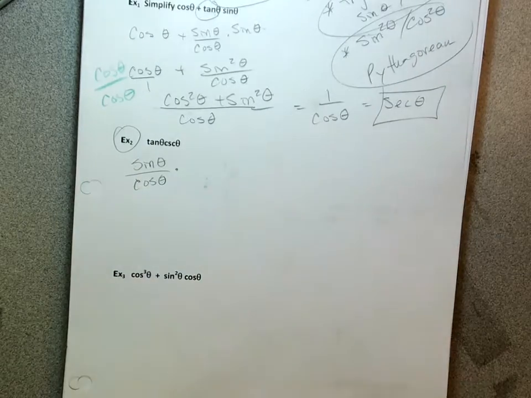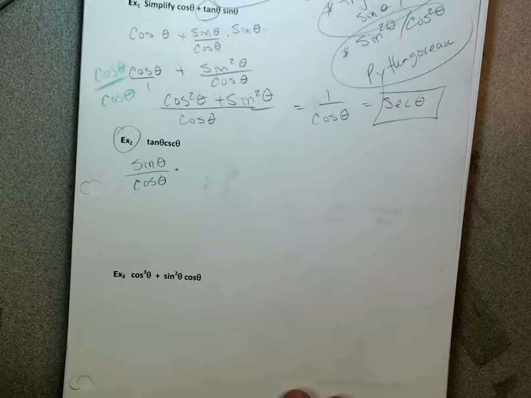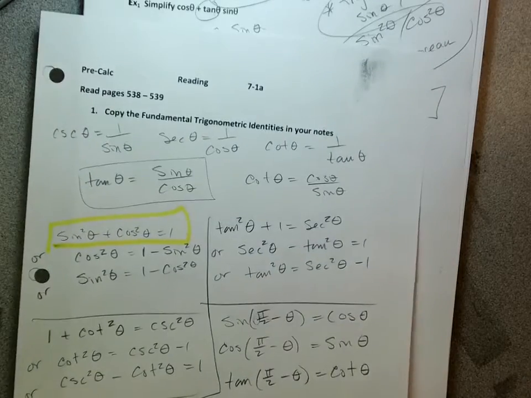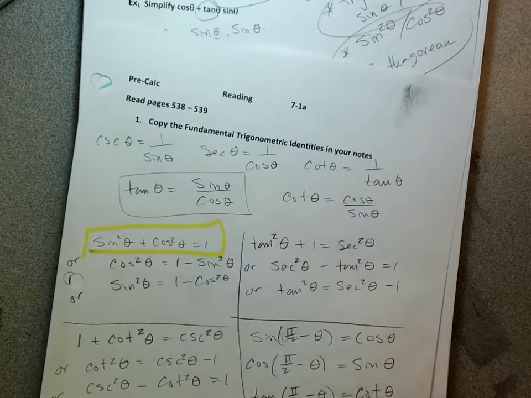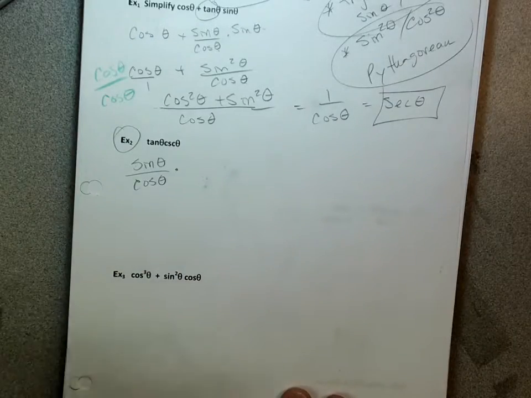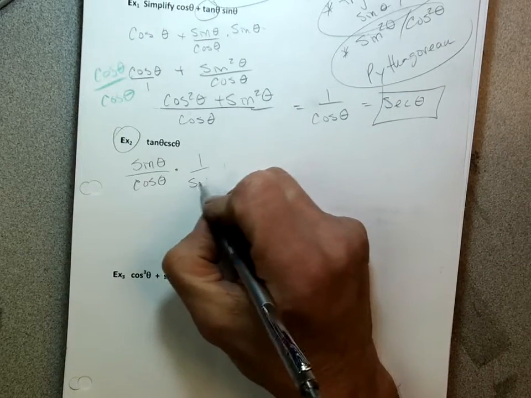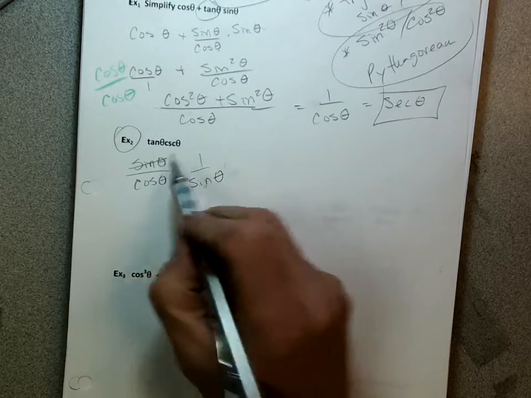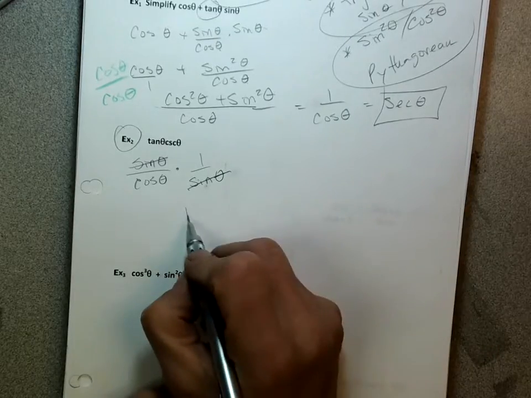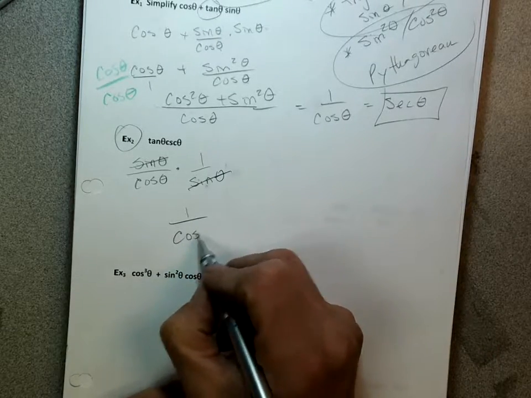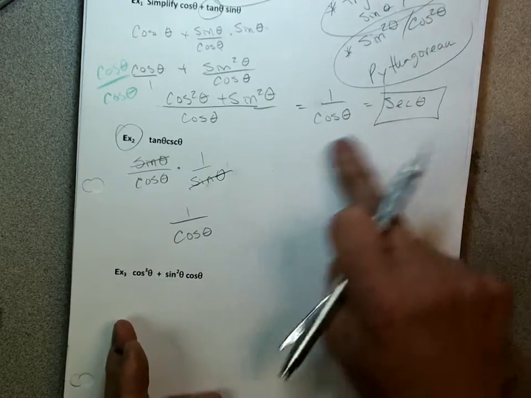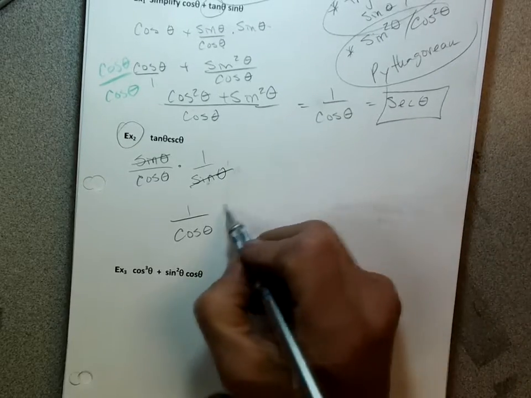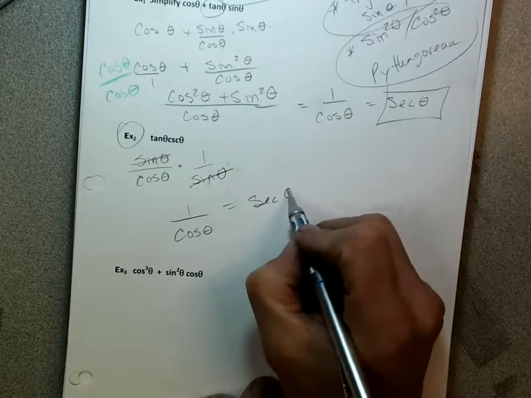Times, what do we know about cosecant? Cosecant is 1 over sine. So times 1 over sine. This is a pretty easy one, compared to the first one. Do they just cancel? Sine cancels sine, and you're left with 1 over cosine, which we saw up there. So we can rewrite that as secant theta.